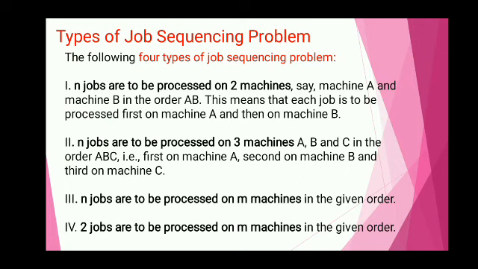Type 1: N jobs are to be processed on 2 machines, say machine A and machine B, in the order AB. This means that each job is to be processed first on machine A and then on machine B. Type 2: N jobs are to be processed on 3 machines A, B and C in the order ABC, that is, first on machine A, second on machine B and third on machine C. Type 3: N jobs are to be processed on M machines in the given order. Type 4: 2 jobs are to be processed on M machines in the given order.